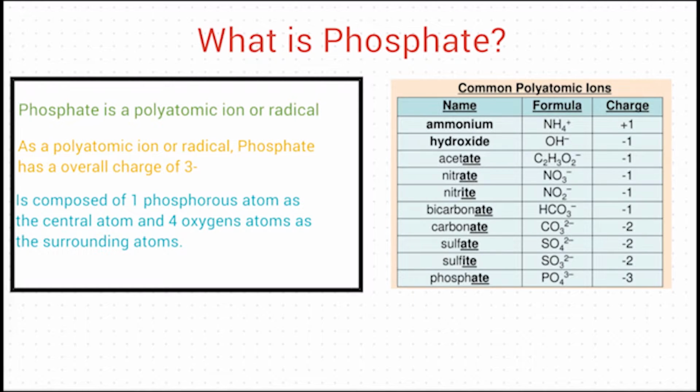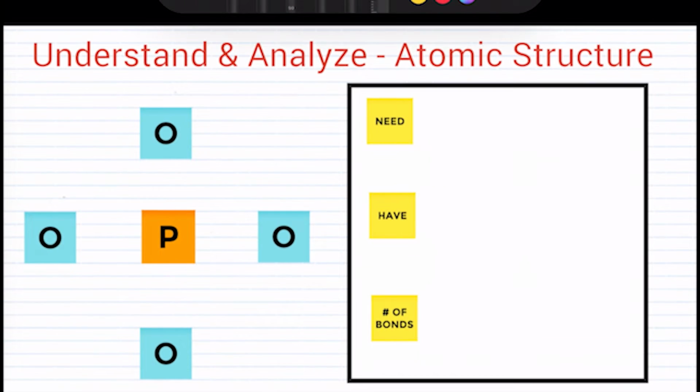The next step towards understanding the hybridization of phosphate is to analyze the structure of the radical, more specifically a Lewis dot diagram. You can notice that there is one central phosphorus atom and 4 surrounding oxygen atoms. The goal is to understand how each of these atoms will bond.